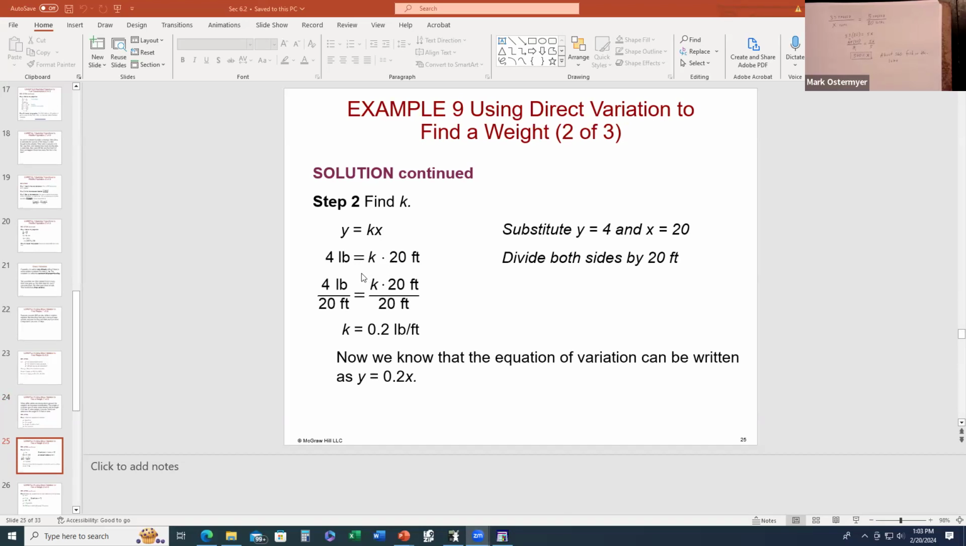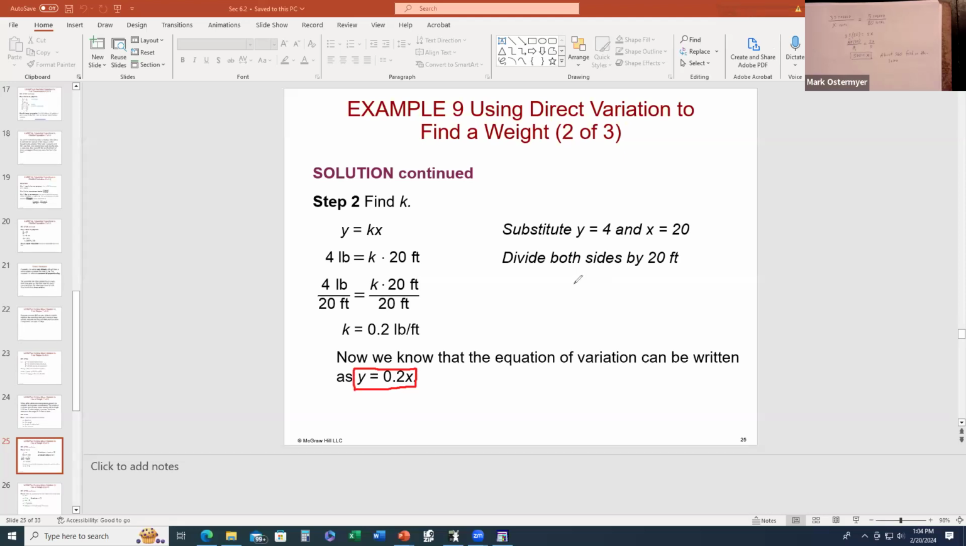Divide both sides of this equation by 20. And 4 over 20, 4 divided by 20 is a decimal 0.2. Or you could reduce 4 over 20 down to 1/5. It's up to you. So K is equal to 0.2 pounds per foot or 1/5 pounds per foot. Therefore, our direct variation takes on the more precise look of Y is equal to 0.2 times X.